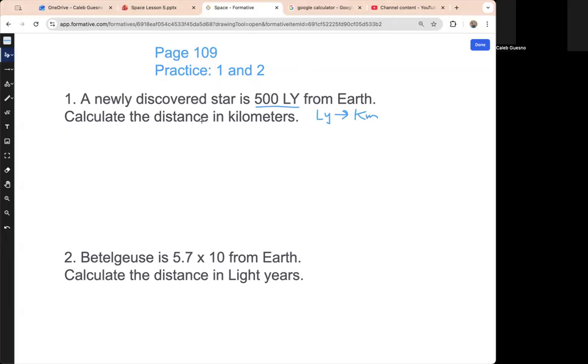We have to know the conversion factor, or that 1 light year equals, in your notes on page 108, 9.5 times 10 to the 12th kilometers. And then we also know that this newly discovered star is 500 light years.